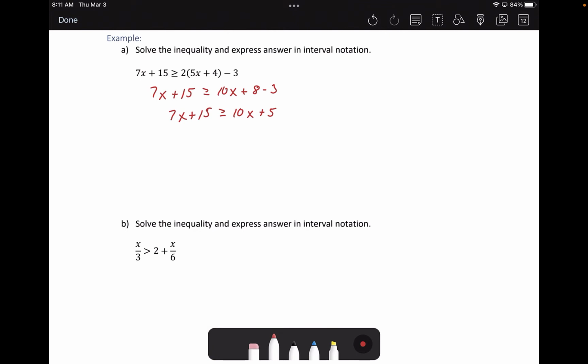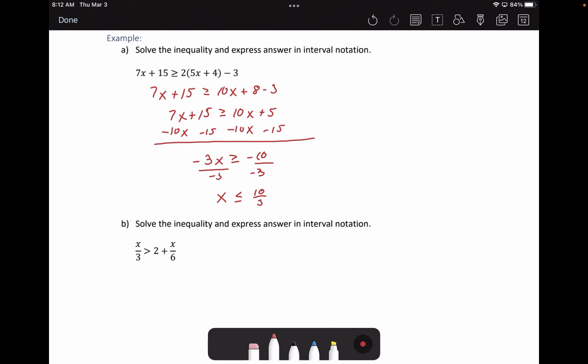Next, we'll subtract 10x on both sides. And subtract 15 on both sides. Negative 3x is greater than or equal to negative 10. Finally, divide by negative 3. And notice when we divide by a negative, we change the direction of the inequality. X is less than or equal to 10/3.